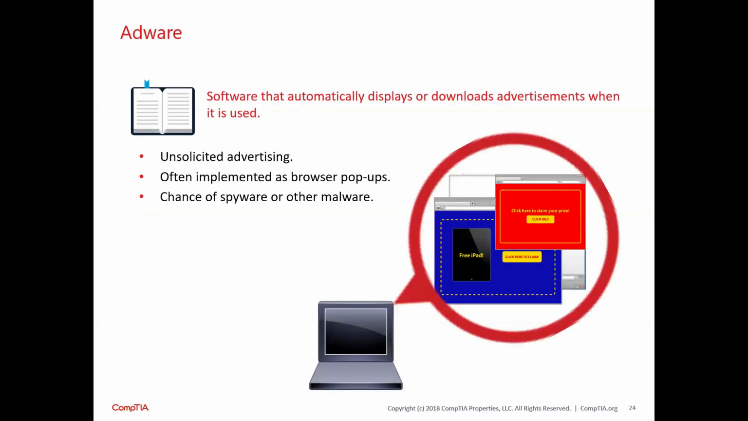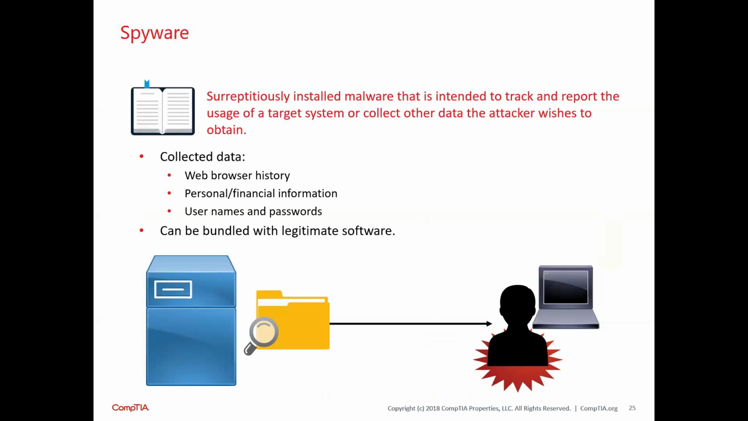Then we have other types of malware such as adware. Software that automatically displays or downloads advertisements when it is used, and there's a chance of having spyware and other malware. So we got spyware, specifically installed malware that is intended to track and report the usage of the target system, and also track the user's data. Collected data includes web browser history, personal or financial information, username and password, and they normally bundle this with legitimate software.